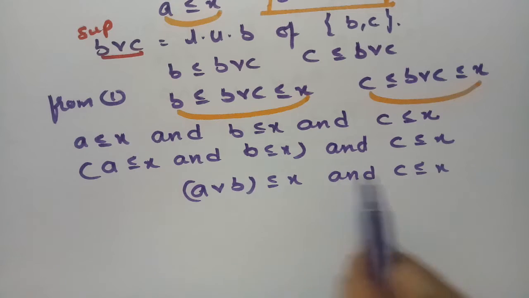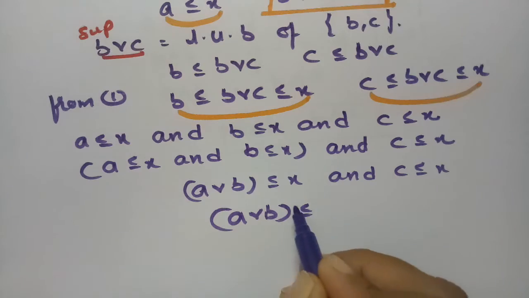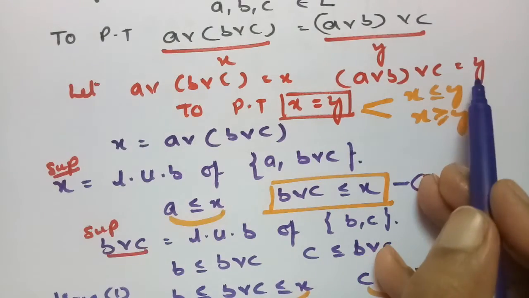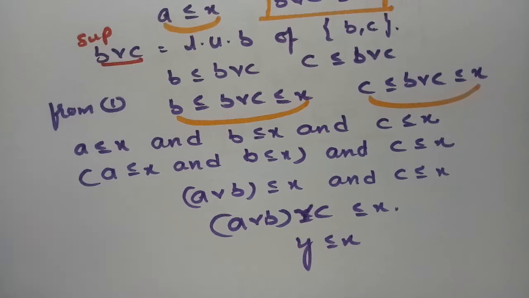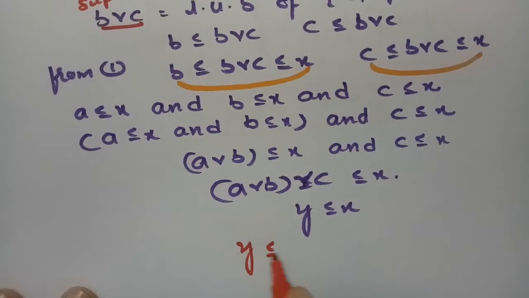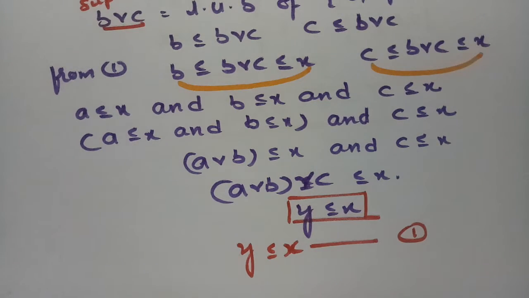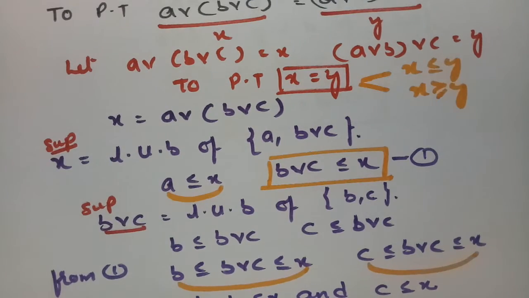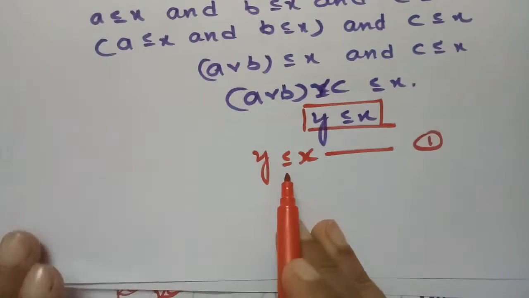And I can even join this one, that is A join B join C, less than or equal to X. So A join B join C is nothing but Y here. So I am writing Y less than or equal to X. So we have got that Y is less than or equal to X. From this I am taking this equation as 1, and now I have to start with Y. For one time I have taken the X value and concluded that Y is less than or equal to X.